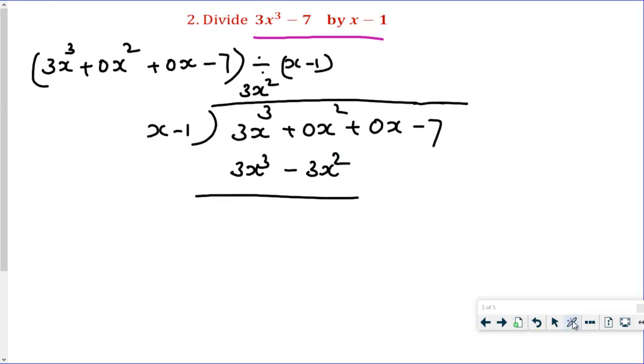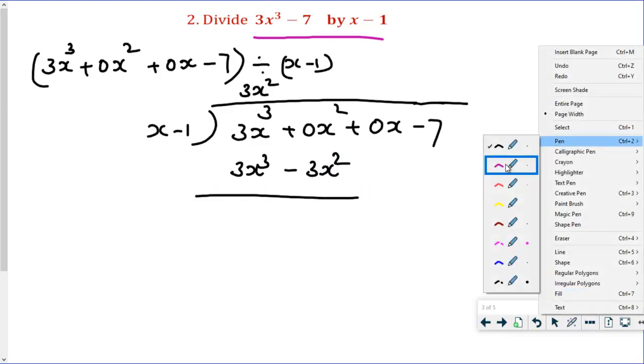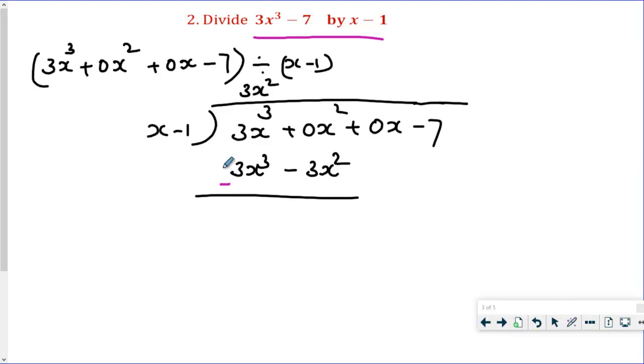Now we have to do the subtraction. For the subtraction, first you have to interchange the sign, plus becomes minus, minus becomes plus. Then you have to add. 3x cube minus 3x cube, both will cancel. Now 0x square plus 3x square, so you can write 3x square. Now the next term you have to bring down, that is plus 0x.